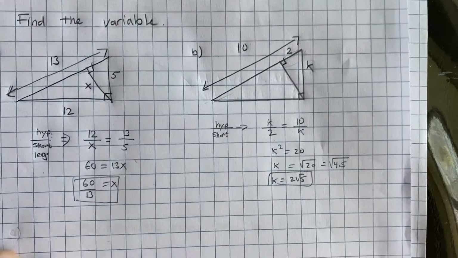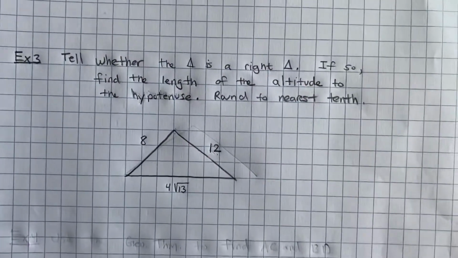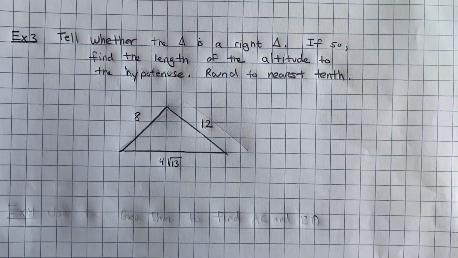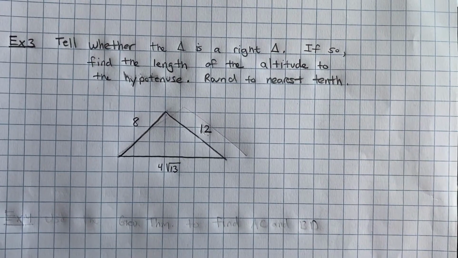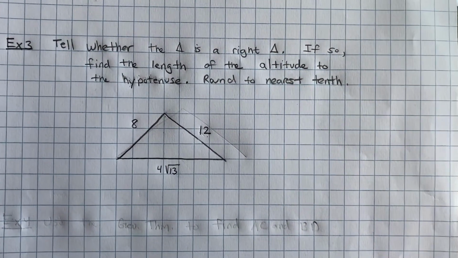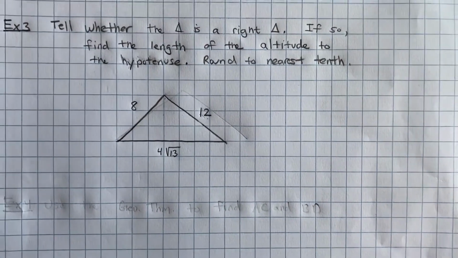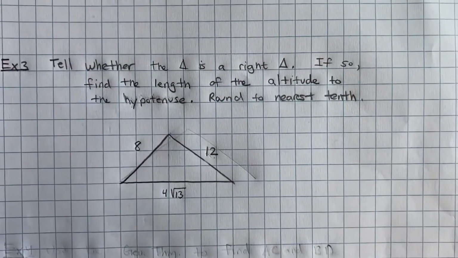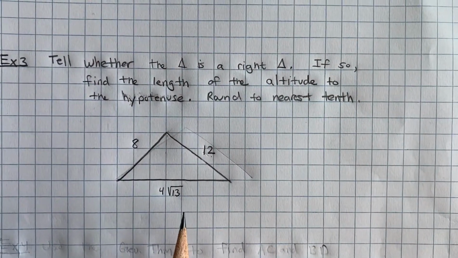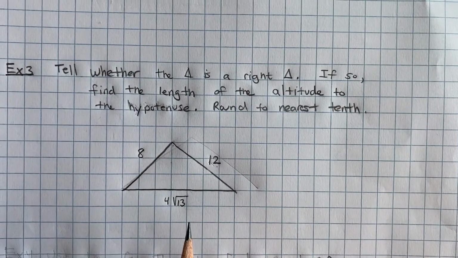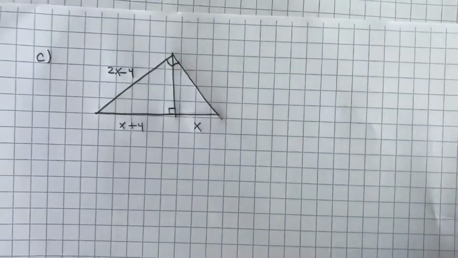Okay, let's do another one. Tell whether the triangle is a right triangle. If so, find the length of the altitude to the hypotenuse, round to the nearest tenth. Okay, so this is kind of a review of what you did in the previous section, or last week, the converse of the Pythagorean theorem. So 4 root 13, or actually, I'm sorry, I'm going to move on to another problem before then. Let's do part C first.